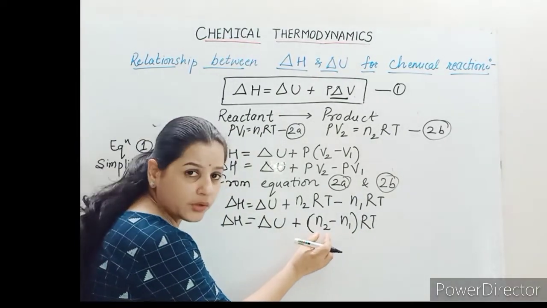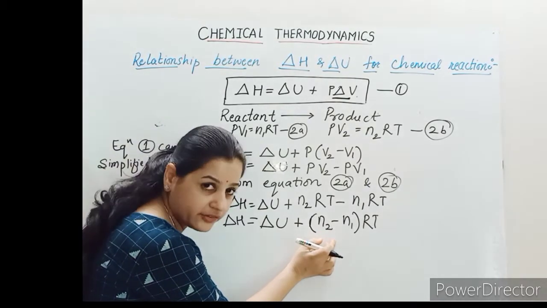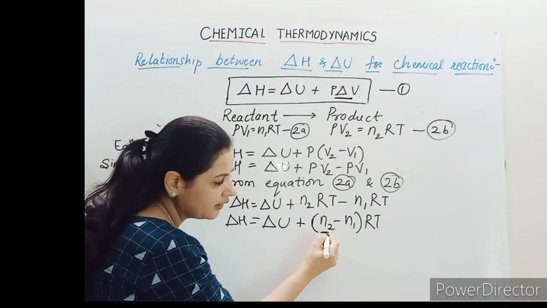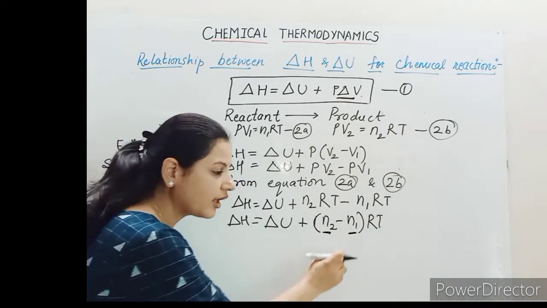So here N2 is the number of moles of gas present at the product side. जब हमारा system reaction हो गई complete और product side पे आ गया, then the number of moles are N2 and on the reactant side the number of moles are N1.